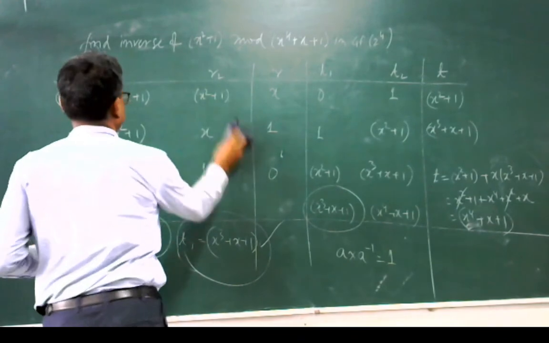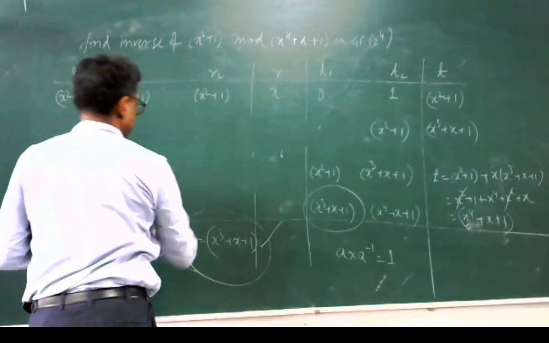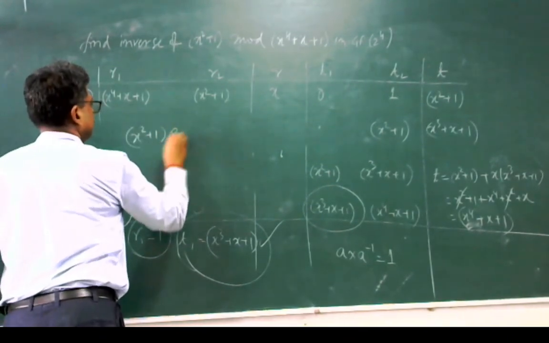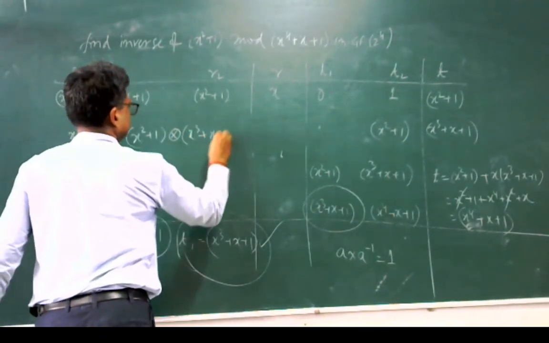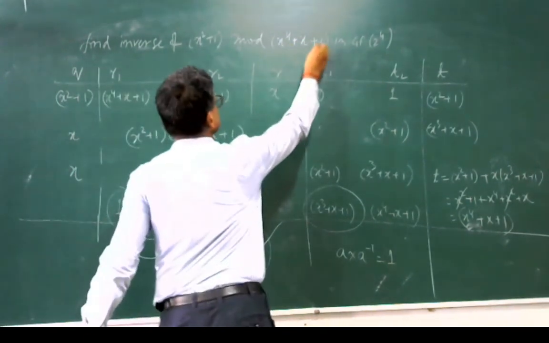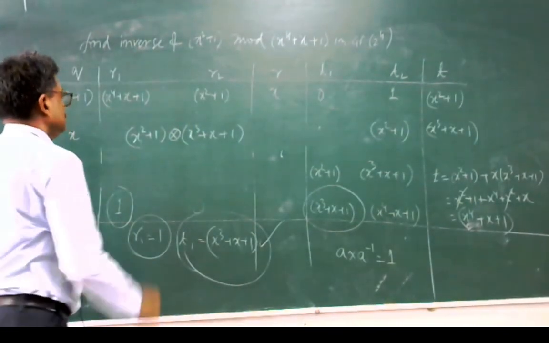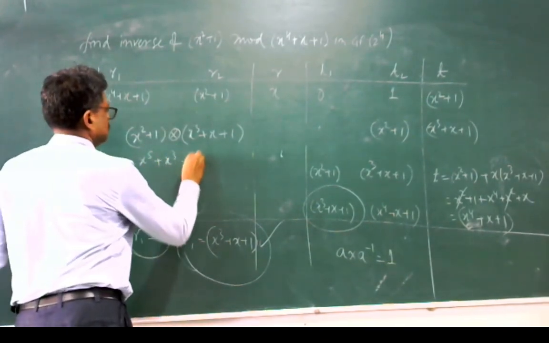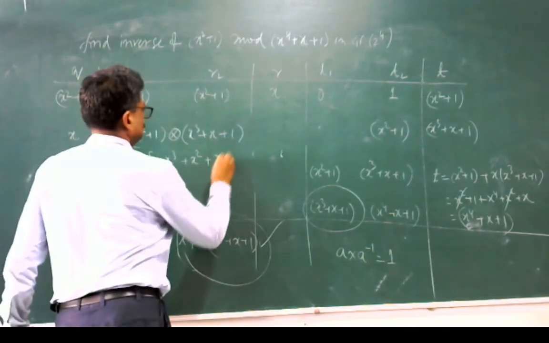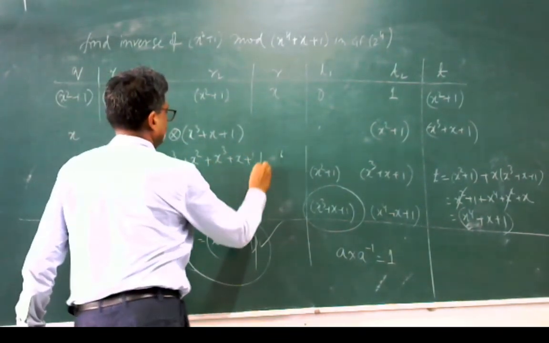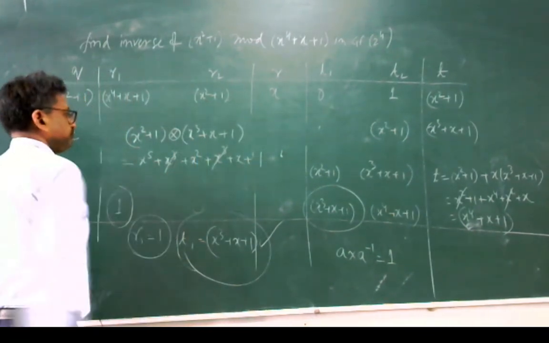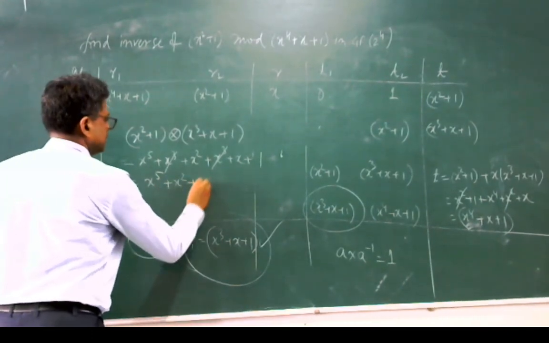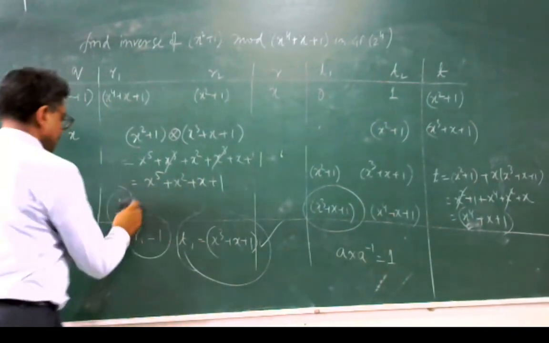So let us check. Let us multiply x square plus 1 multiplied by x cube plus x plus 1, considering the mod value is x to the power 4 plus x plus 1. So let us find what is the value. x to the power 5 plus x cube plus x square plus x cube plus x plus 1. This will cancel out. So we will be left with x to the power 5 plus x square plus x plus 1. Now this is not 1.